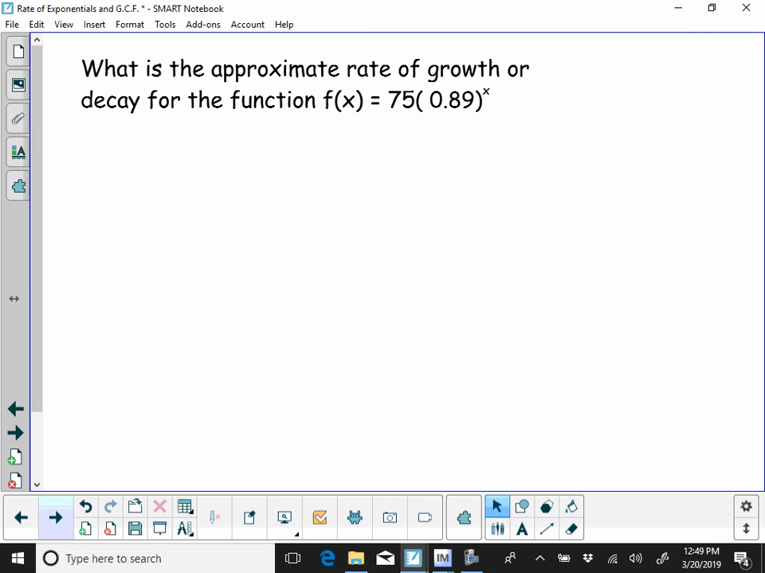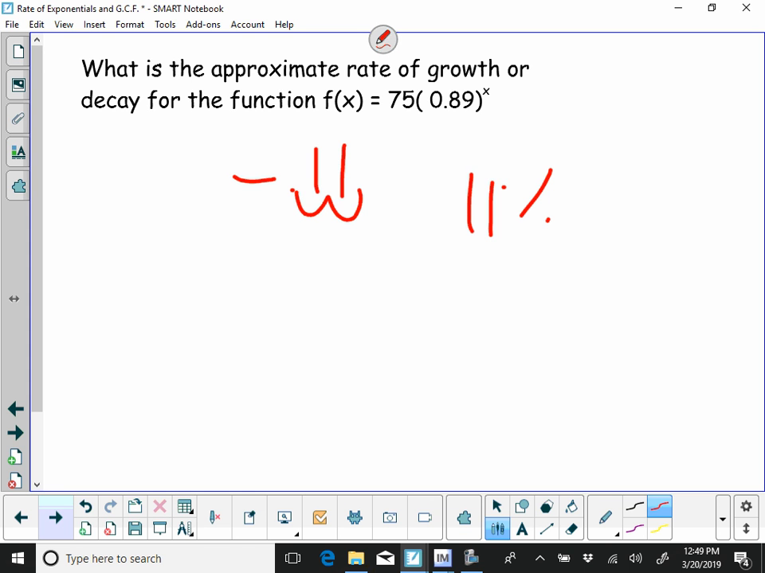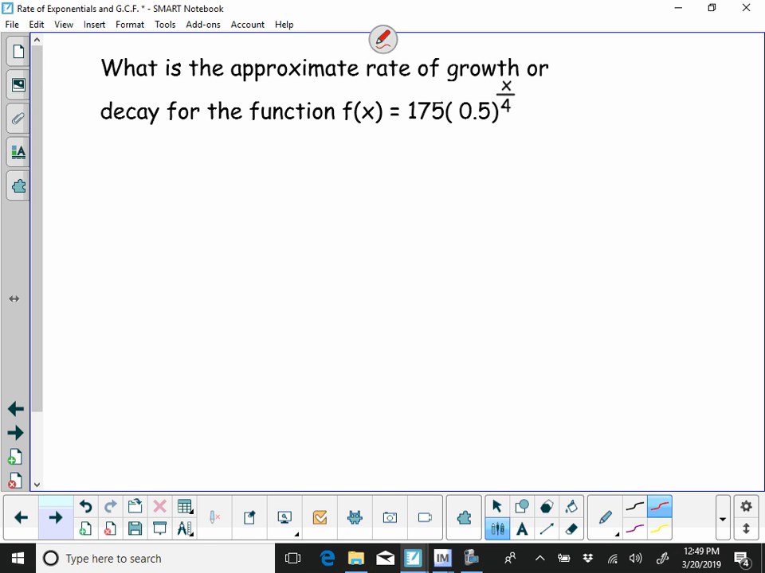Okay, what you got here? All right, so the negative 0.11 means it is 11% decay, right? Okay. All right, now we get a little trickier, okay? Because what people want to say here is that the answer is growth or decay. Decay by how much?